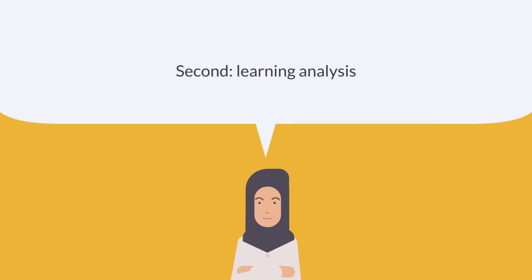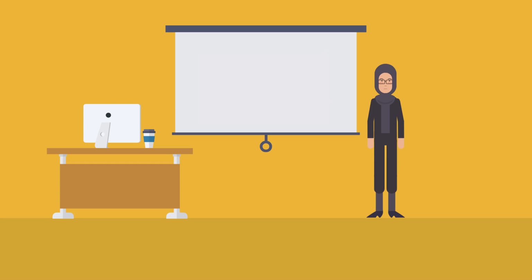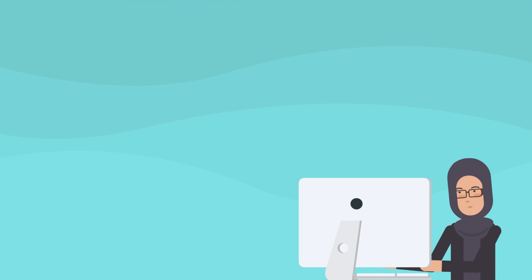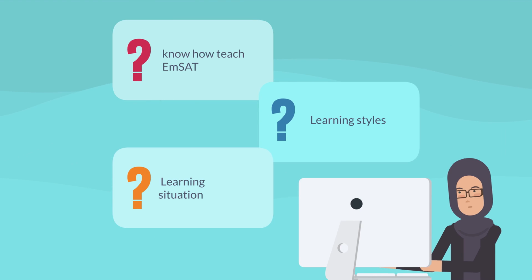The second one is learning analysis, which focuses on the actual learning. The learning analysis of EmSAT is focused on the following. First, the teacher needs to know how to teach EmSAT and how to teach the student all the skills included in EmSAT, such as reading, writing, vocabulary, and grammar. Second, during the teaching process, the teacher needs to consider the learning styles of the student. For example, some students are visual and some are kinesthetic.